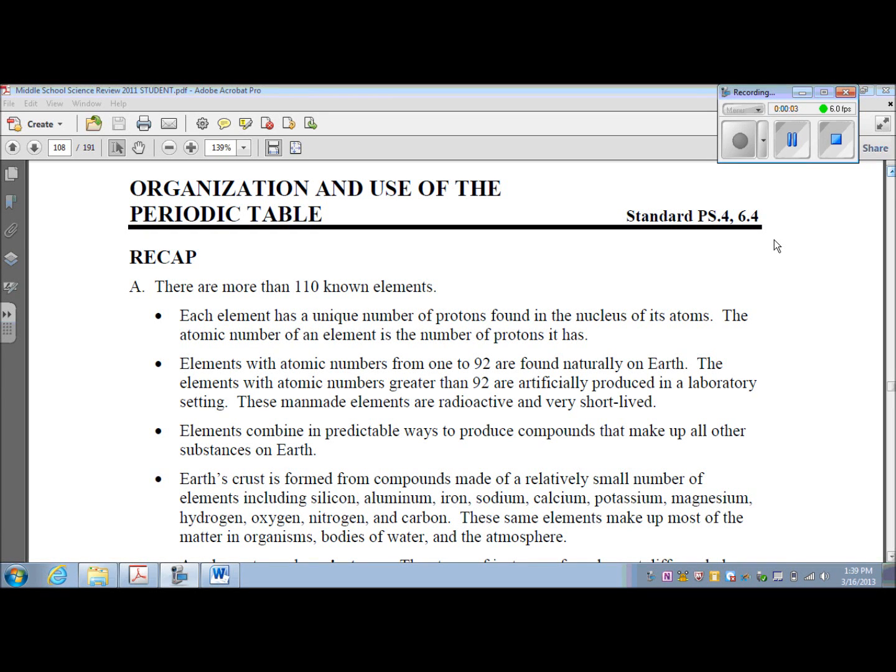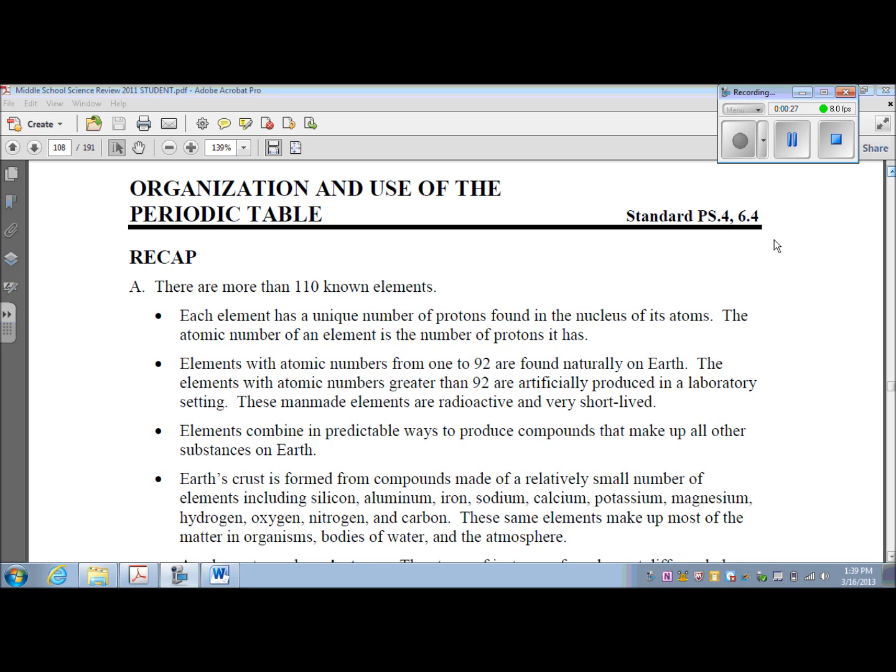Page 94. Organization and use of the periodic table. Recap, Section A. There are more than 110 known elements. Each element has a unique number of protons found in the nucleus of its atoms. The atomic number of an element is the number of protons it has. Elements with the atomic numbers from 1 to 92 are found naturally on Earth.